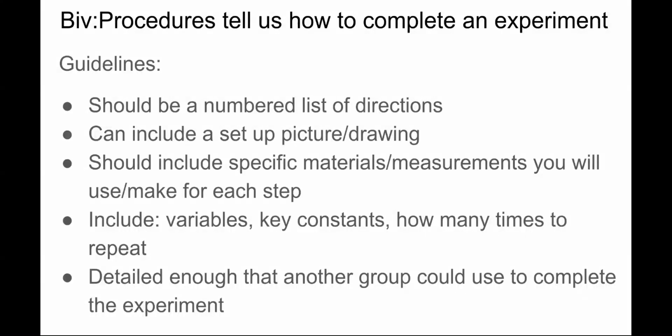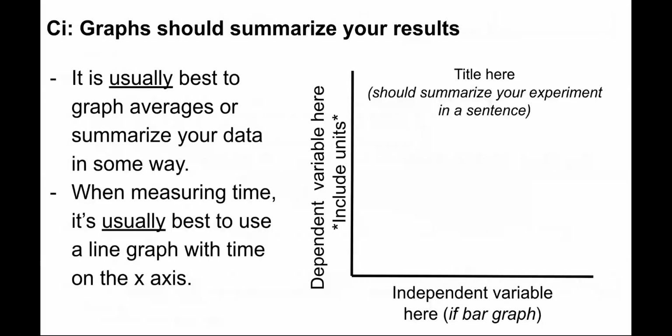Be sure to use specific names of materials and tools, and be sure to use quantities and measurements of materials and tools. And talk about anything that should be kept constant in your experiment so that it doesn't change the outcome, and then tell also how many times to repeat. Make sure it's detailed enough that someone who is not doing the same experiment as you would understand how to do it in full.